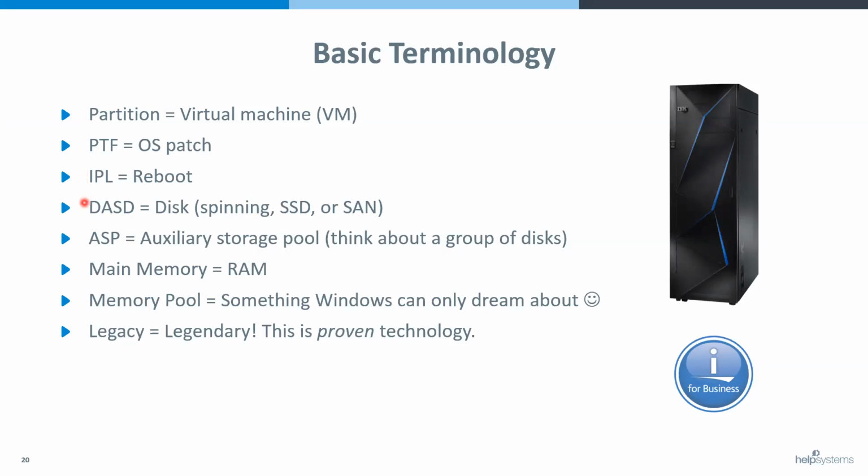DASD, I hadn't heard of this term for a long time. I think this was coined from the mainframe days, and it's a generic term for disk, whether that's spinning, solid state, or external SAN. An ASP is auxiliary storage pool. So this is a logical group of disks. So in the Unix world, I guess the equivalent would be a volume group or some kind of volume group.